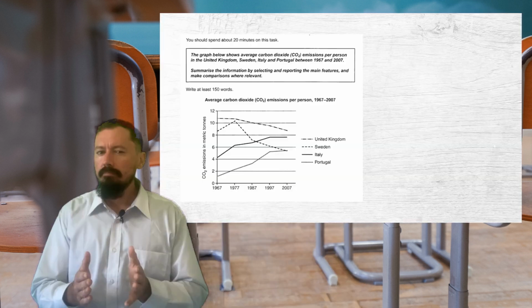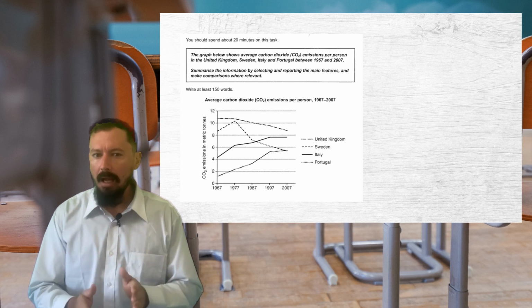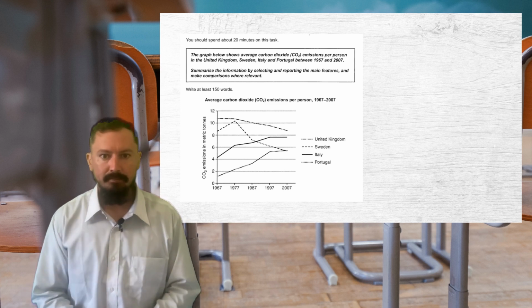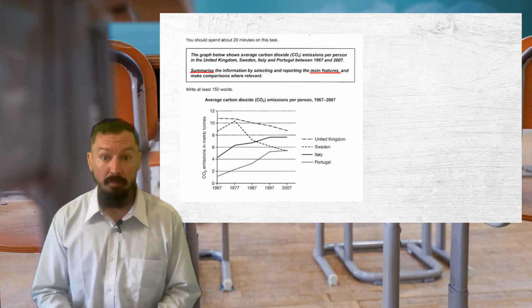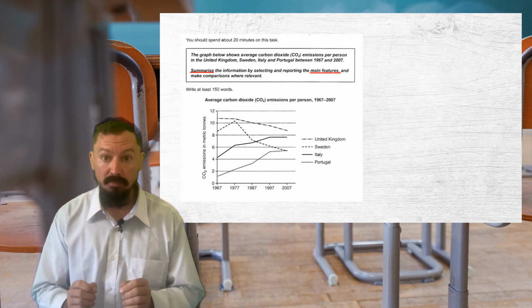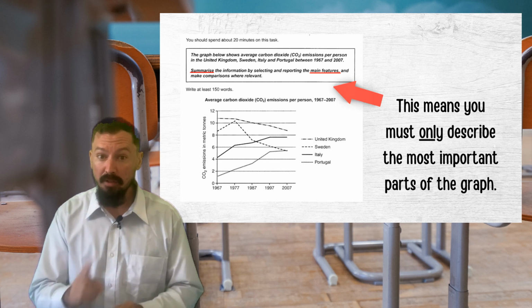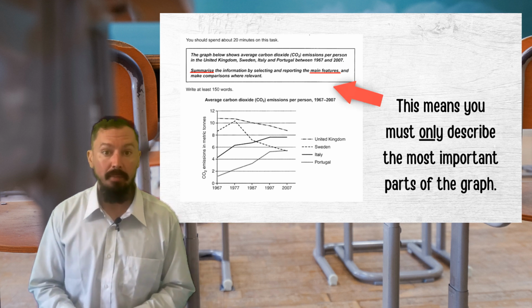Our second mistake today is attempting to describe every little detail. You might be wondering why that's a bad thing. After all, task response is about giving an accurate representation of the data. But let's look at a sample IELTS question here. It says, summarize the information by selecting and reporting the main features. This clearly tells you that you're not supposed to describe every little thing.